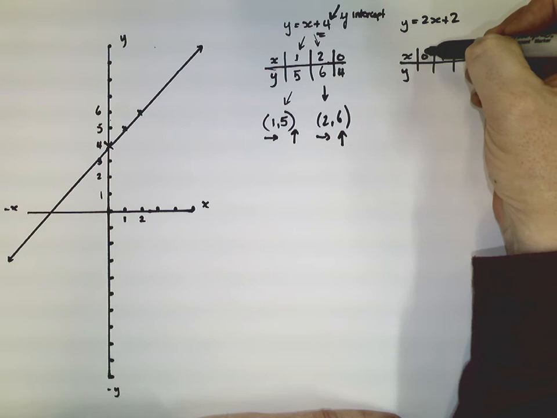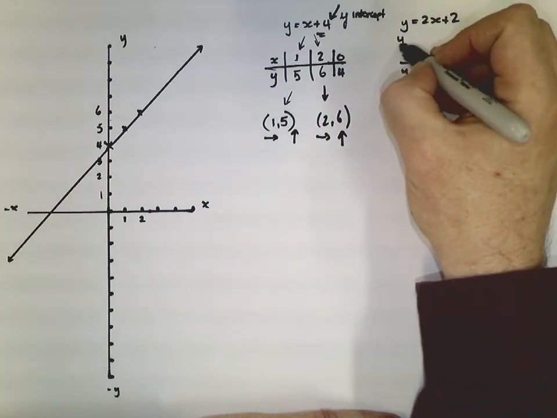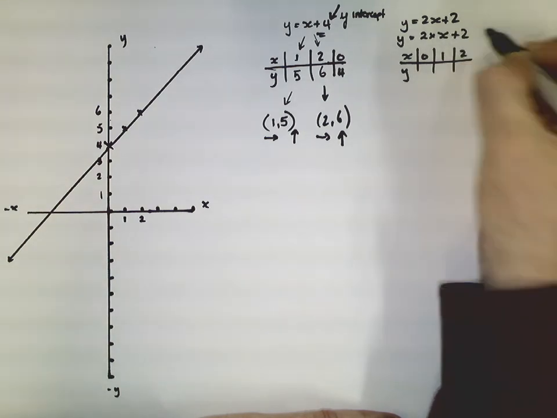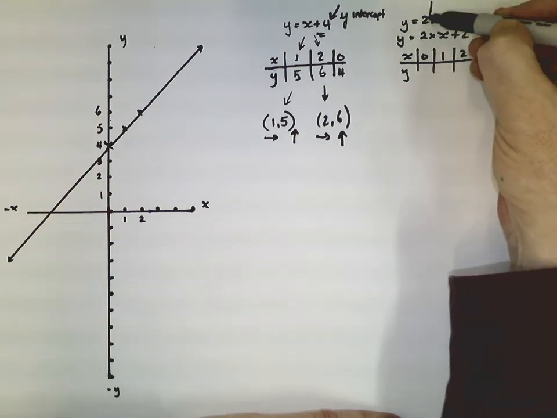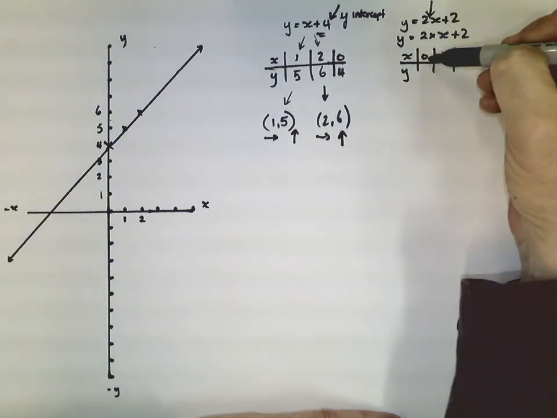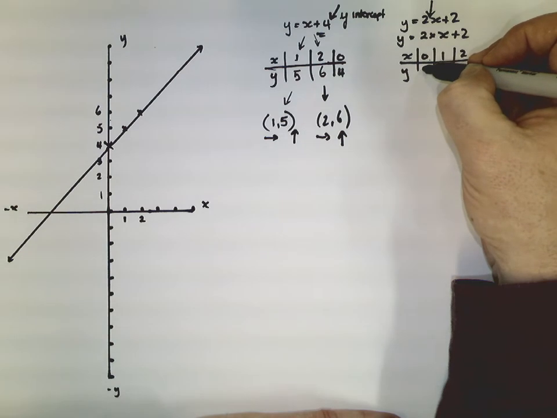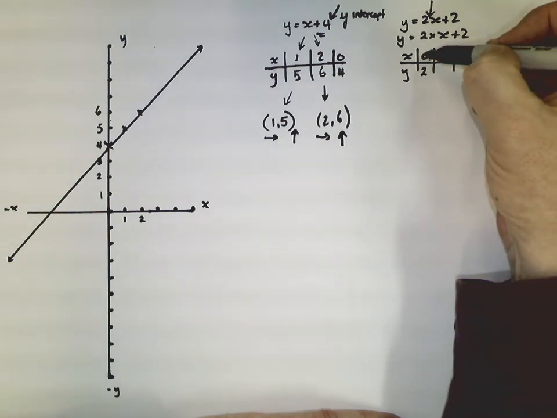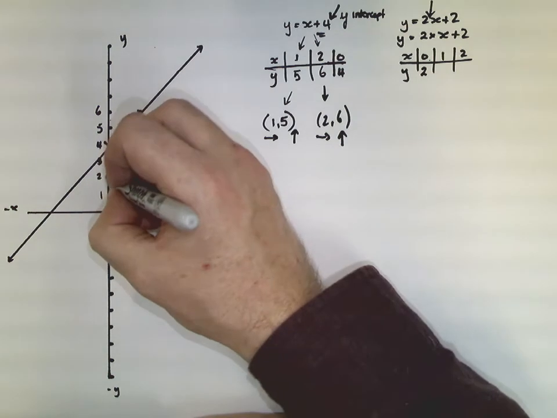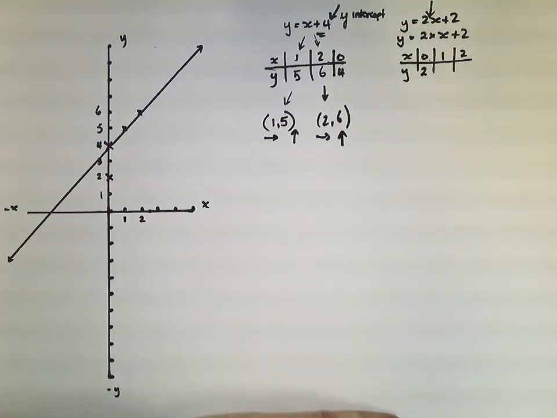So if I make x equal to 0, I'm going to rewrite this because this actually says y is equal to 2 lots of whatever x is, plus 2, just so that I realise that there's a times in between this 2 and this x. So if I make it 0, 2 times 0 is 0, plus 2, of course, gives us 2. So when x is 0, we haven't gone side to side, but we have gone up 2.